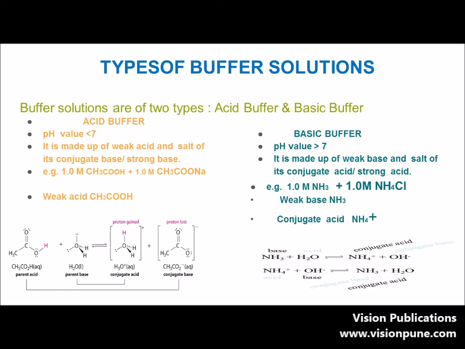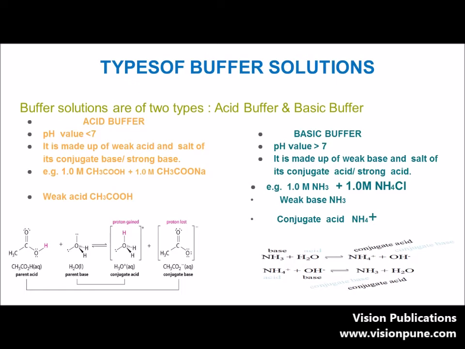Similarly, when we talk about basic buffers, they are made up of a weak base and a salt of its conjugate acid or a strong acid. Now the example is again ammonia and ammonium chloride. Ammonium chloride is made up of ammonia and hydrochloric acid. Hydrochloric acid is a strong acid. It reacts with ammonia to form ammonium chloride. So ammonium ion is the conjugate acid and the weak base is ammonia.